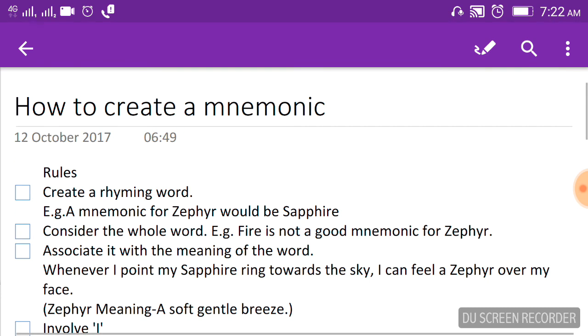The important thing is to remember the word, and whatever technique works best for you, you can use it. But for most people, creating a rhyming word is most easy and helps one remember the word for longer.